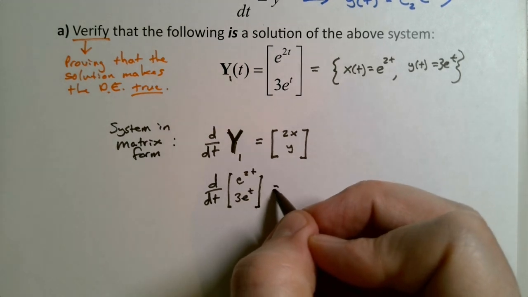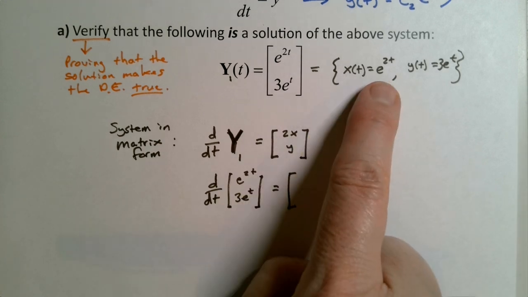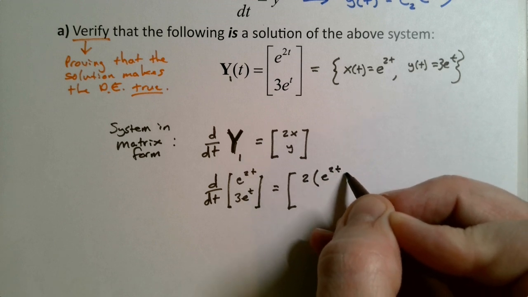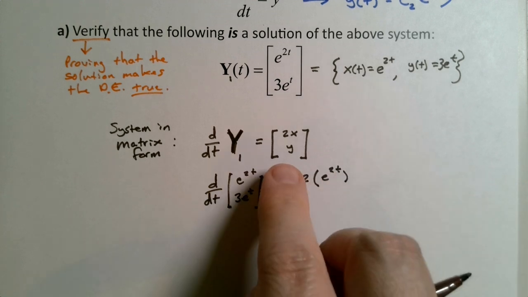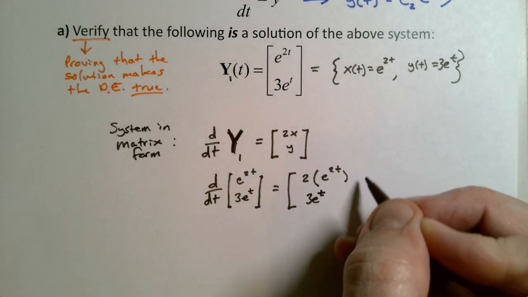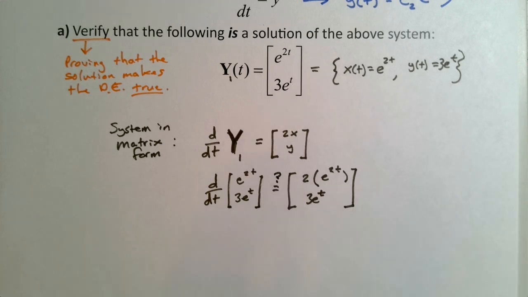And that's got to be equal to what we get when we plug in 2 times our x. So that's going to be 2 times e to the 2t. And in the bottom, it's got to be equal to our y, which is just 3e to the t. So the question is, are those two sides in fact equal? If they are, then this thing really is a particular solution.